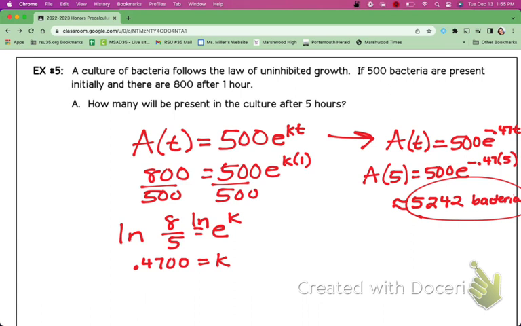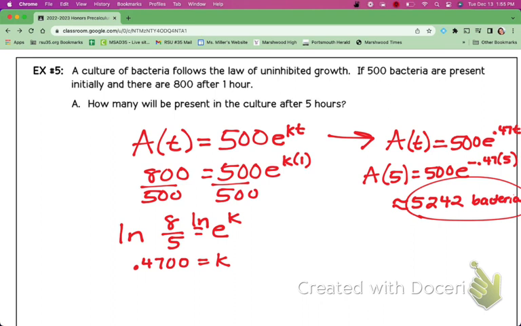Yes, sorry. I don't know why it's negative. It's not supposed to be negative. Just erase it. The answer is correct with it being positive. But let me check to make sure. 500 times E to the 0.47 times 5. Yeah, I don't know why I put a negative there. Good catch.